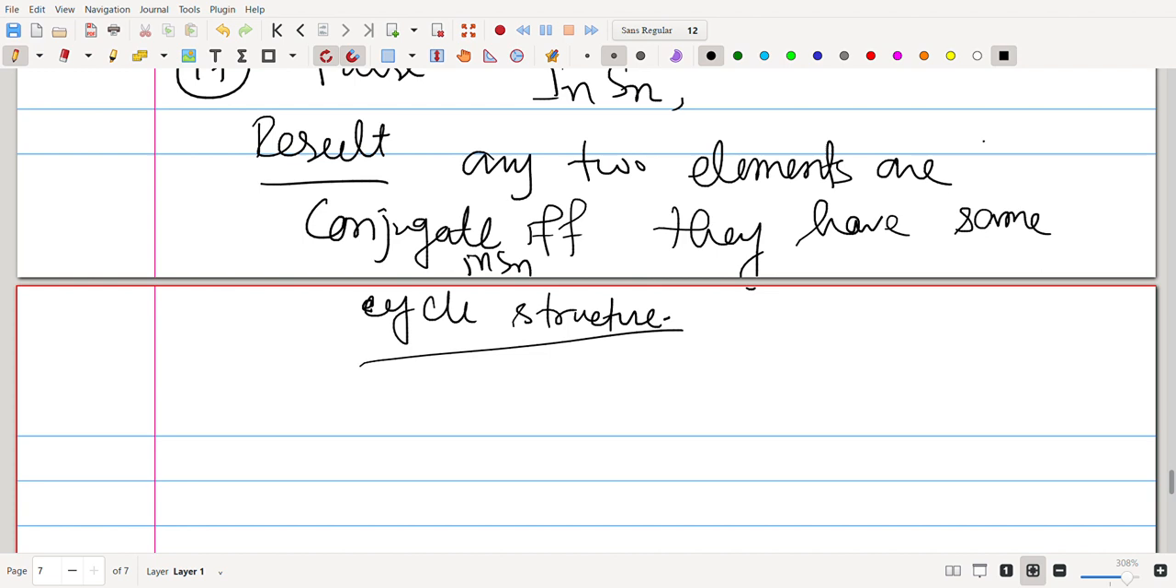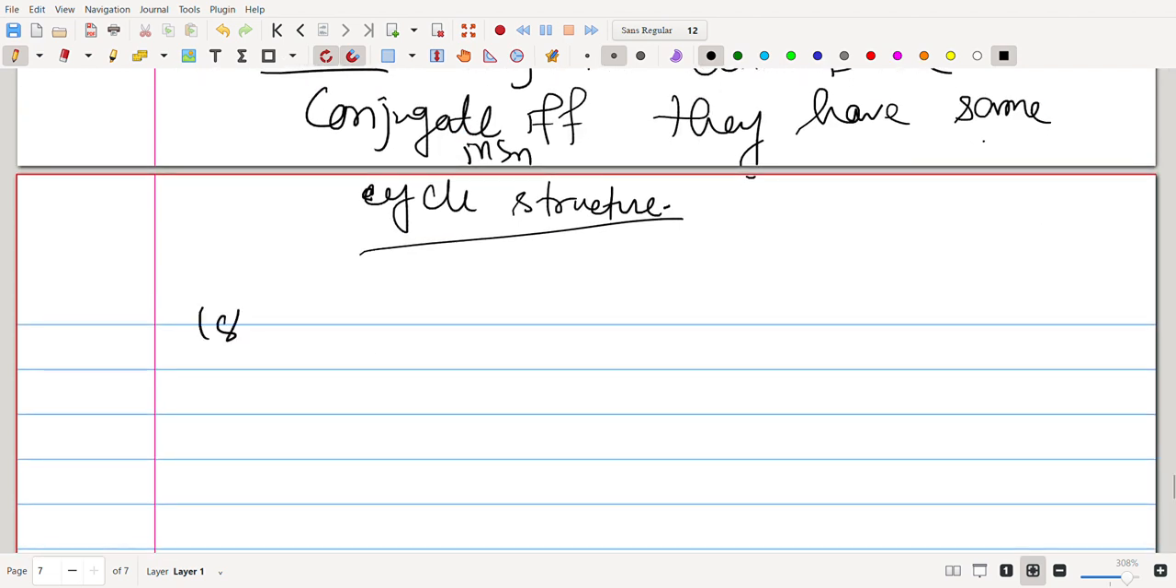Right. So now the question comes down to: does there exist a natural number n such that for every x, x to the power n and x have the same cycle structure? That is not possible. Why? Just try this. Why is this not possible?